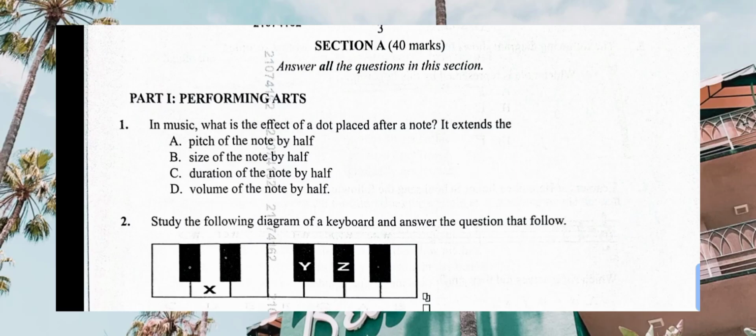First question says, in music, what is the effect of a dot placed after a note? It extends the duration. That one is a free mark for those people who have been taught seriously about note extension. We say the dot adds half the value of the beat. Let's look at the answers. Pitch of the note by a half, that is not correct. Size of the note by a half, that is not correct. Duration of the note by a half, that is the correct answer. The correct answer, therefore, is C, duration of the note by a half.